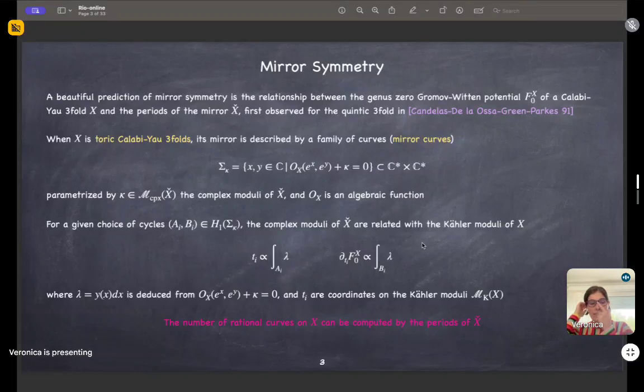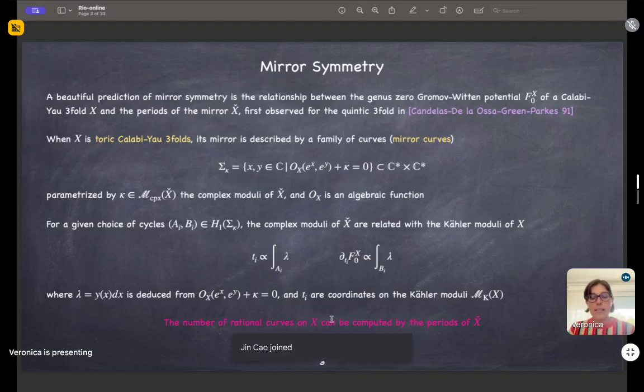Of course, this is not the best way to compute the invariants. If you are interested in the number of rational curves of degree 10 inside your toric threefold, there is a much better technique for this computation. But conceptually, this correspondence between the coordinates in the moduli space and the generating function of the invariants on one hand, and the periods on the other hand, is very interesting and is in a sense an instance of mirror symmetry.